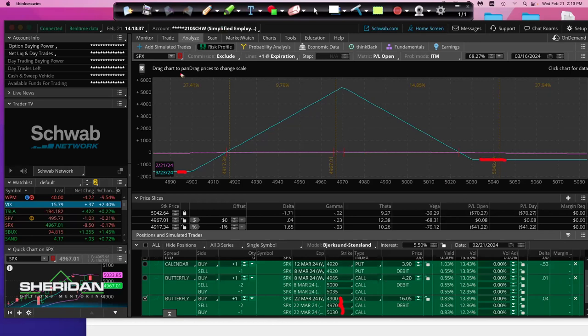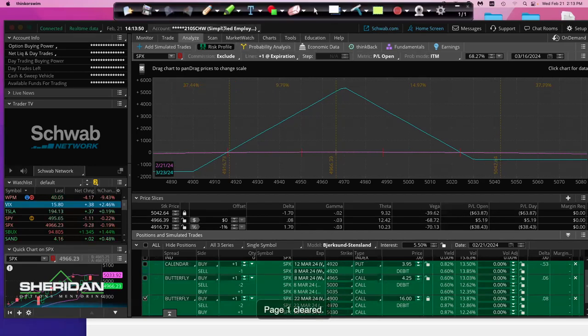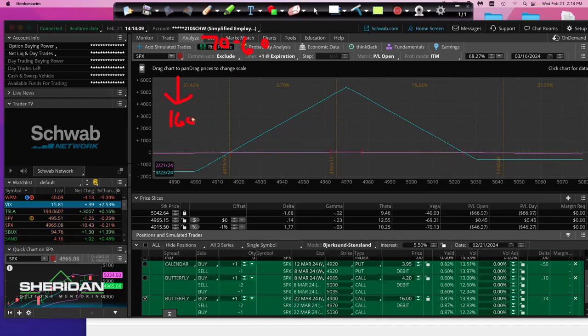So in a typical 70-60, if I locked in prices around 16 bucks, this is a 30 days out call butterfly, a broken wing butterfly. So on the downside, the risk is 1600 bucks. On the upside, the risk at expiration is 600.